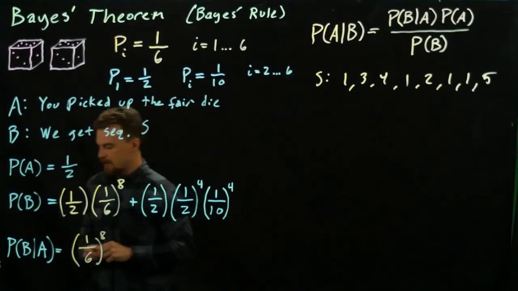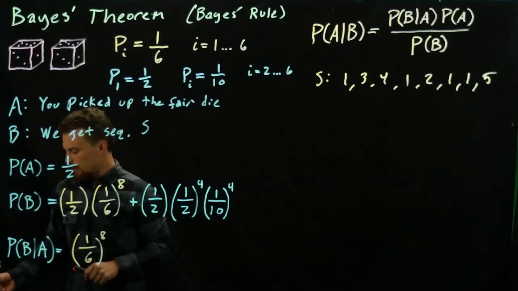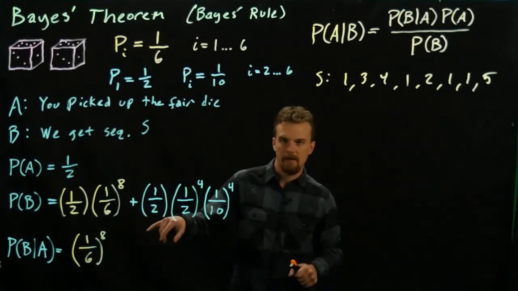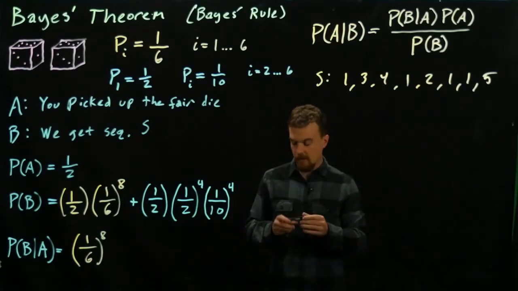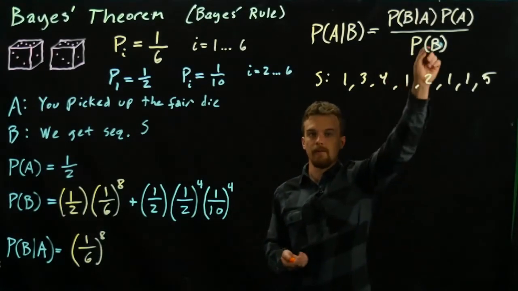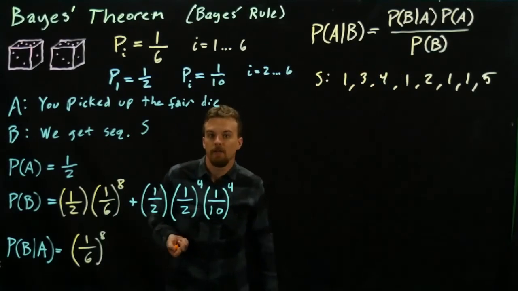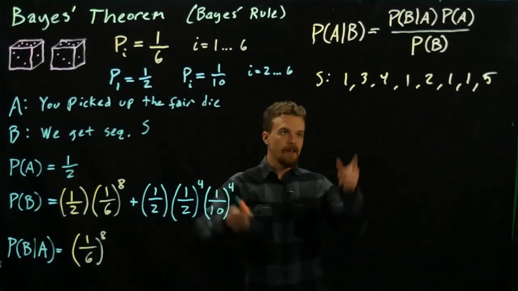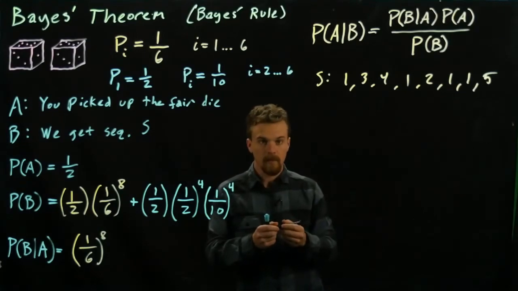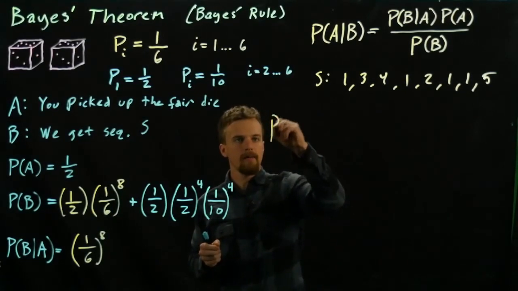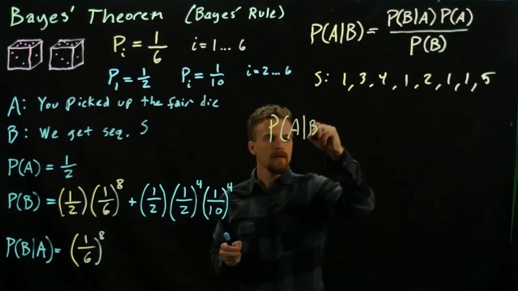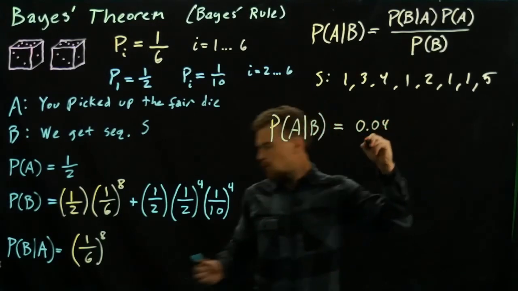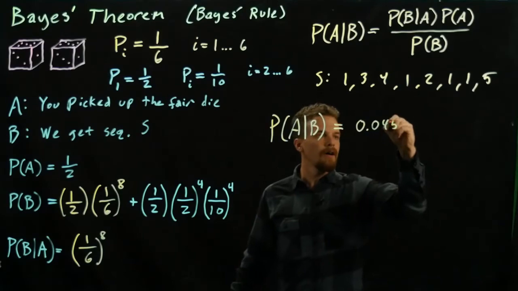These are pretty small numbers. I did them on a calculator. Just believe me, I typed it into a calculator. We will do Bayes' formula, and remember what this is going to spit out. This is going to spit out the probability that we've picked up the fair die, the probability that you're holding the fair die, given that you just tossed this sequence. So when we do all the math, we get that the probability of A given B is equal to 0.04546.